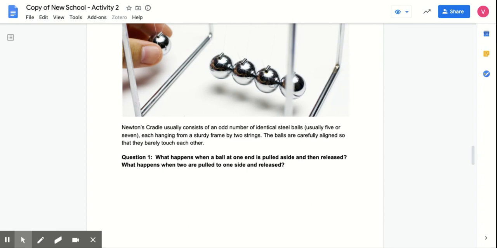What happens when two are pulled to one side and then released? So if you've never experienced this before, you're taking a total guess right now. If this is something that you've seen before, I want you to call back on your experiences. If one ball is pulled out to the left, what happens to the balls to the right of it? Does one ball move? Do all the balls move? What happens when we manipulate this cradle?